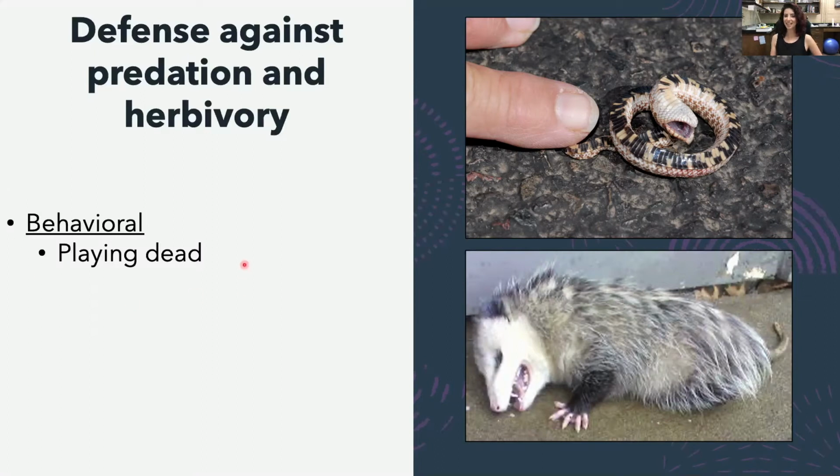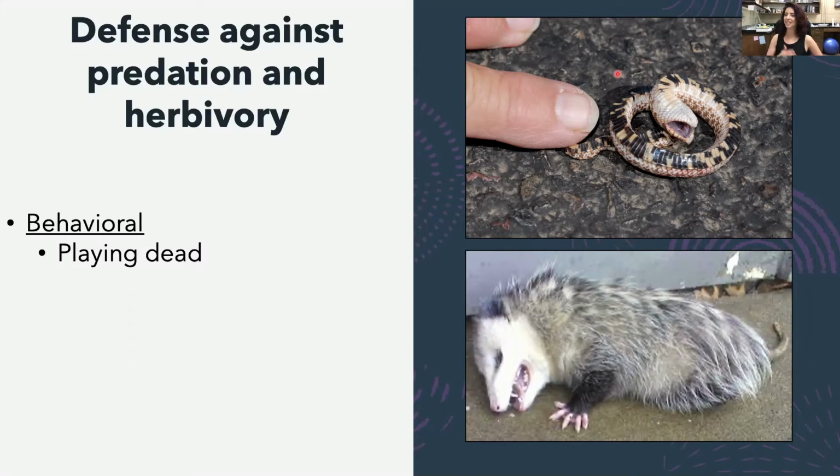And my favorite example is playing dead. This is an image of an eastern hognose snake, probably my favorite snake. And they roll over onto their backs and they hold open their mouth and they pretend like they're dead when they're scared. It's very cute. Same thing with a possum. That's the example you're probably more familiar with, but my favorite is the eastern hognose snake.